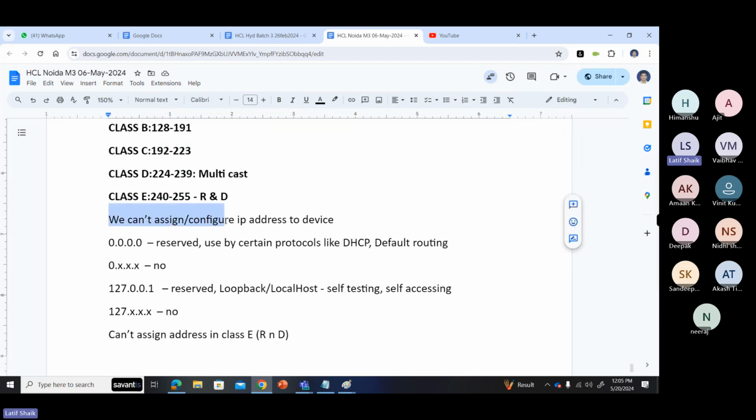Okay, there are some IP addresses we cannot assign or configure to devices. What IP addresses can we not assign? The below IP addresses cannot be assigned to any device.